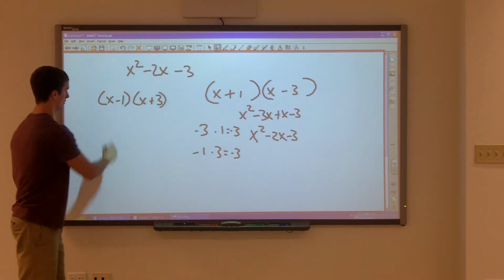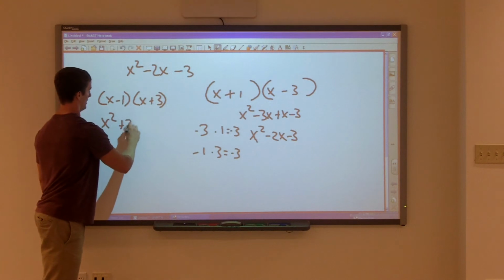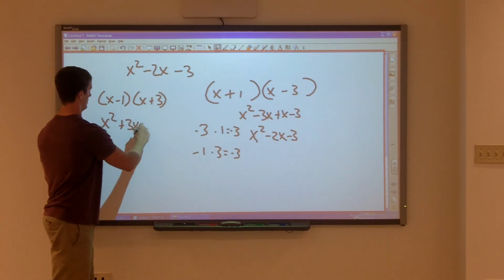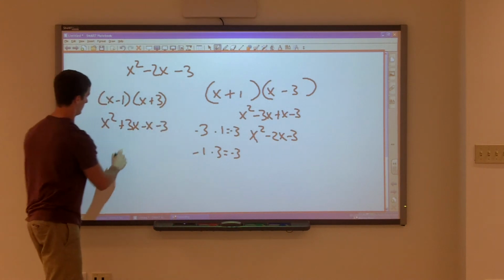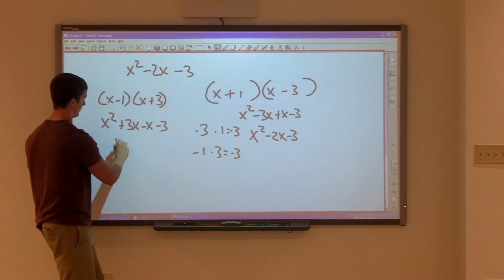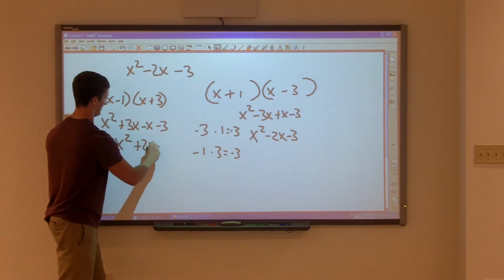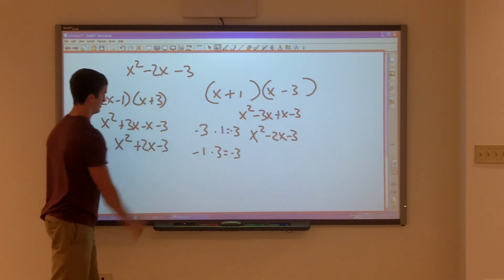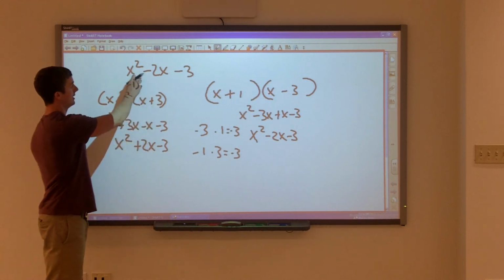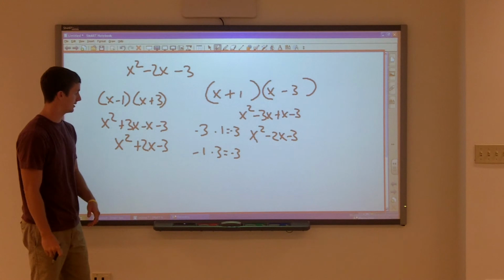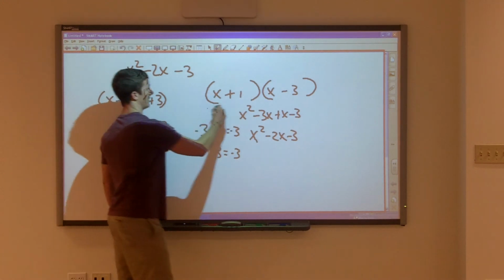If we FOIL these out, we would have gotten x squared plus 3x minus x minus 3. We would see that when combining like terms, we would end up with x squared plus 2x minus 3. So we know that x squared plus 2x minus 3 does not equal x squared minus 2x minus 3. So we can tell that this is our correct answer.